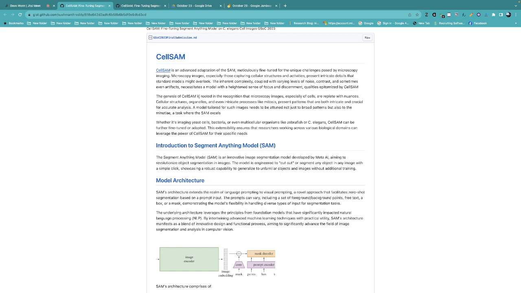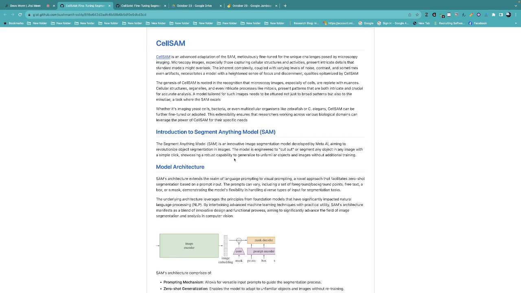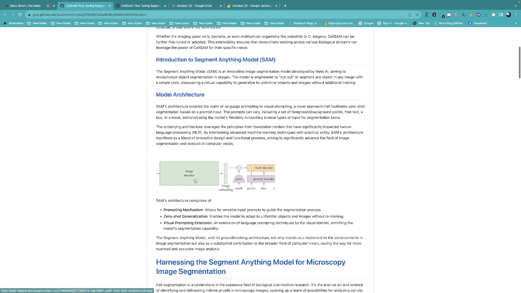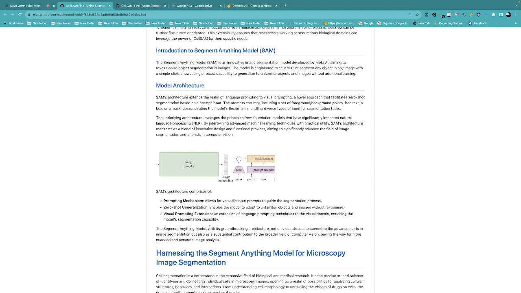This talks about CellSAM, the Segment Anything Model, which CellSAM is based on, with a little overview of the model architecture. Now for the paper, one of the papers, I guess we're working on the CellSAM paper, we would want to expand this section a little and give some details about each part here, where it talks about the prompting mechanism, zero-shot generalization, and visual prompting extension. Then the architecture here, we can make a better figure, but I think going through each of these parts is good.